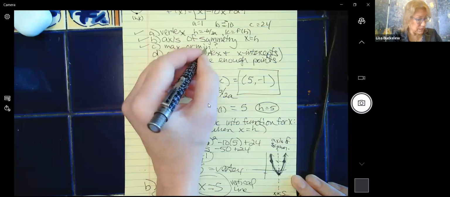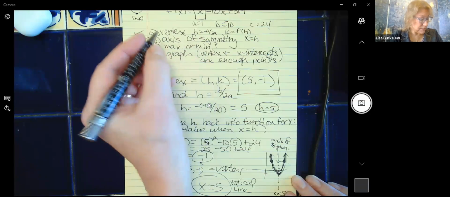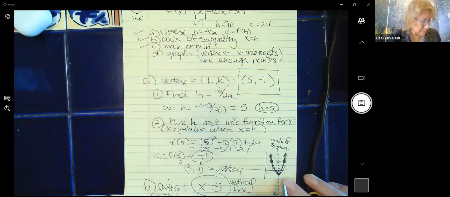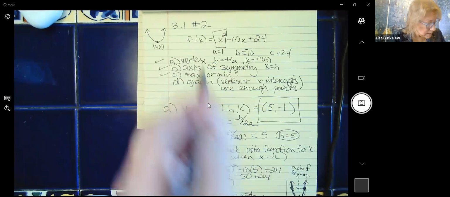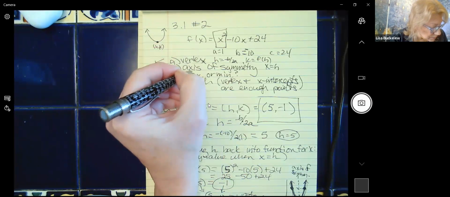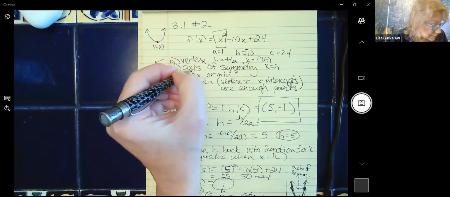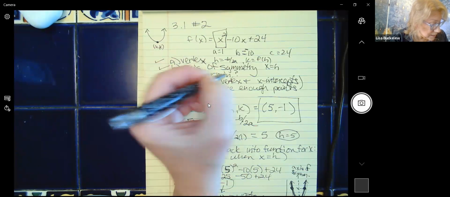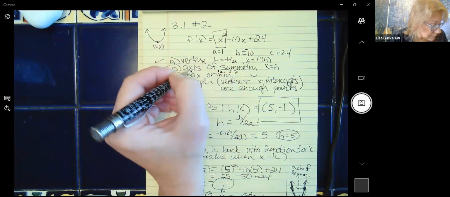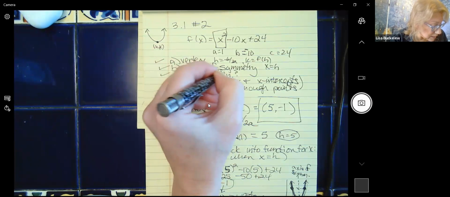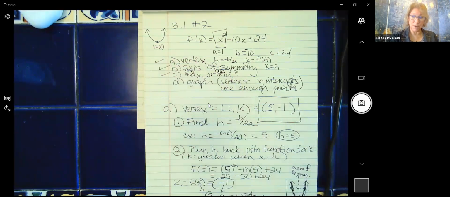So for the maximum or minimum value, basically, it's going to be a minimum like this when your a value is positive. So I'm going to put a little extra note here. You have a max when a is negative, and you have a min when a is positive. Again, all of this is on the sheet. I'm just cramming it on this one page.